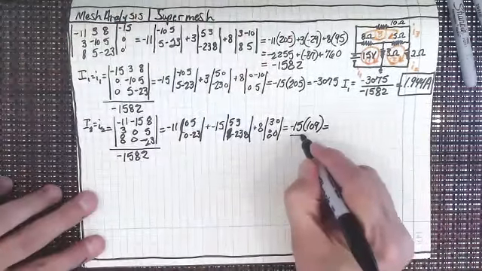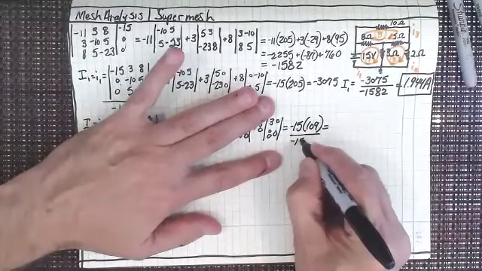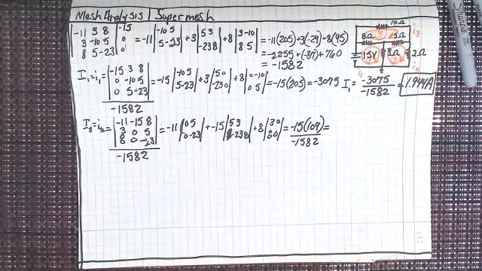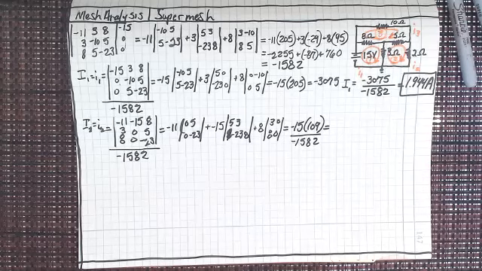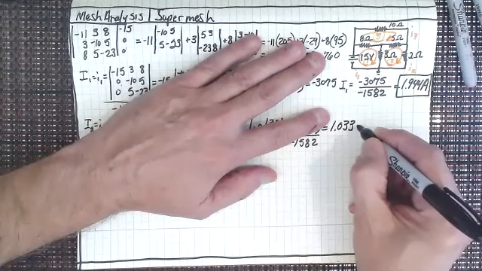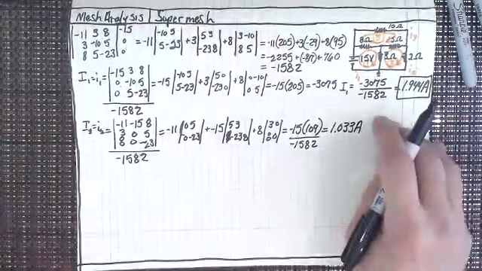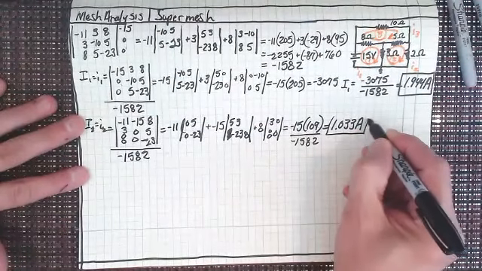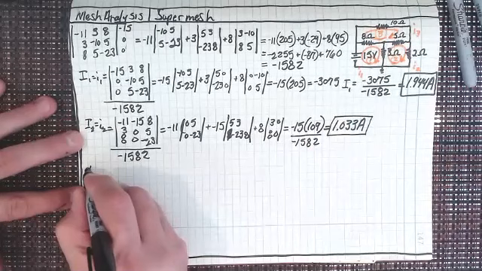And of course, on bottom, that's going to be the minus 1582. So 15 times 109 divided by 1582 gives me 1.030338 amps. All right, so that's I2, and then let's do I3.